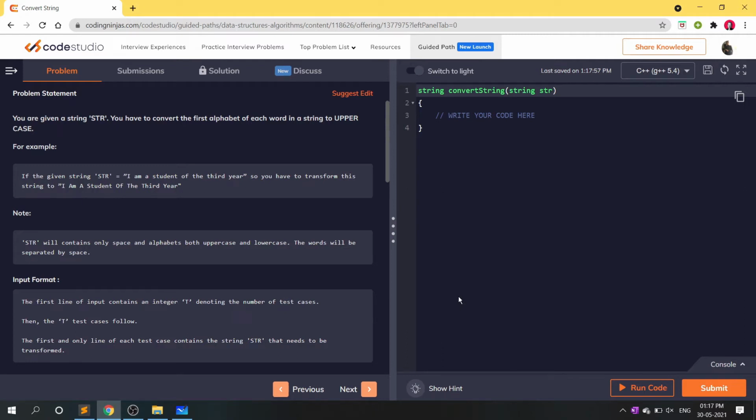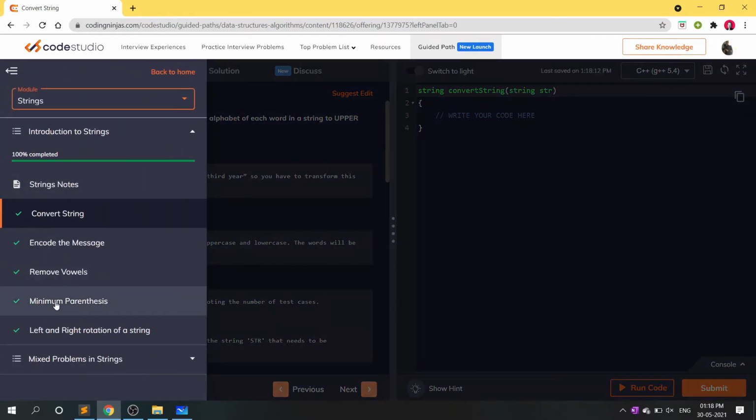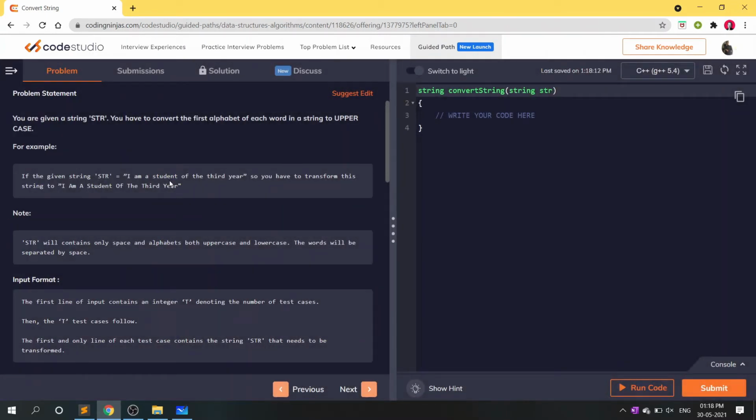In this video, we are discussing the problem on strings, which is mainly provided by the Coding Ninjas guided path. In this section, we will be dealing with all the basic questions of strings, that is, of the first section. So I'm going to explain all these string problems. So without any further delay, let's proceed.